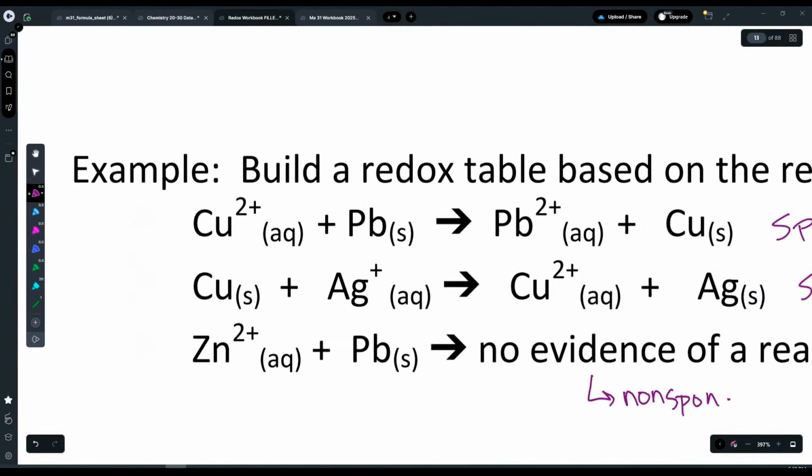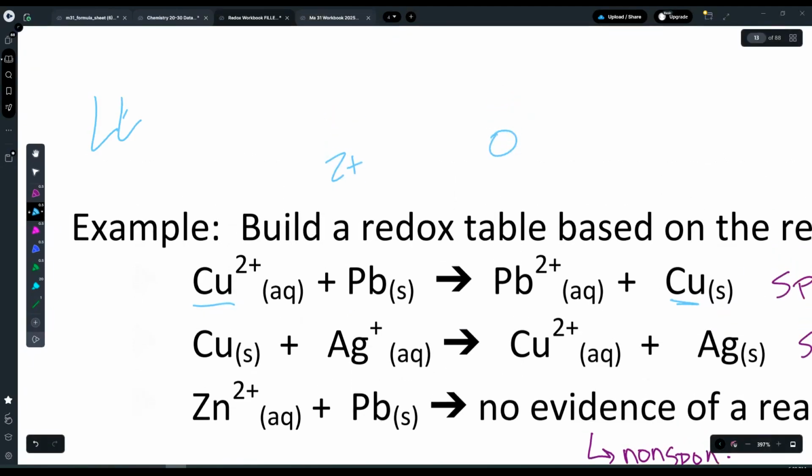So let's look here. Copper 2+ goes to copper solid. So we're going from a 2+ charge to a 0 charge. So 2+ to 0, well, we're getting more negative. So that means we're gaining electrons. So remember, LEO the lion goes GER. Gaining electrons is reduction. Oxidizing agents get reduced. So then that must mean lead solid is a reducing agent.